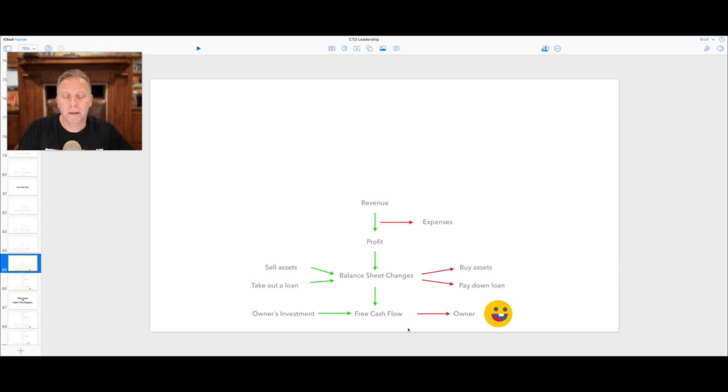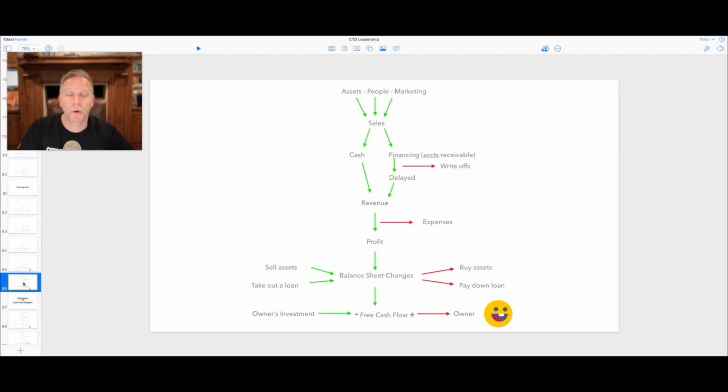But what we're trying to get to here is that all this money is eventually coming out. The owner is trying to get money coming out of the business that they get to take home and use for their own personal benefit. So we go through this entire thing. We go through all the different modules. This is what it comes out to.